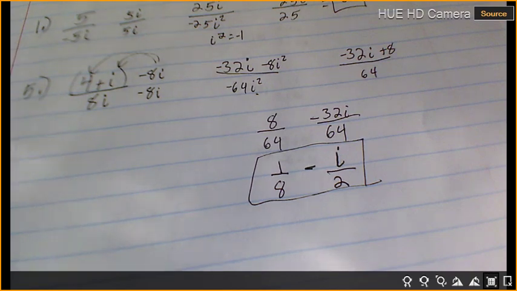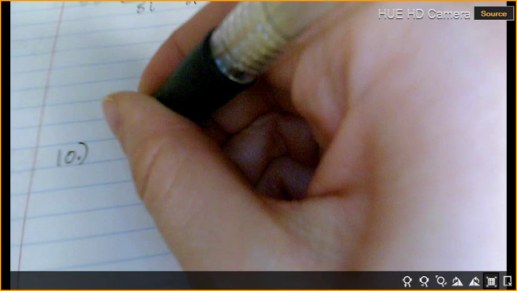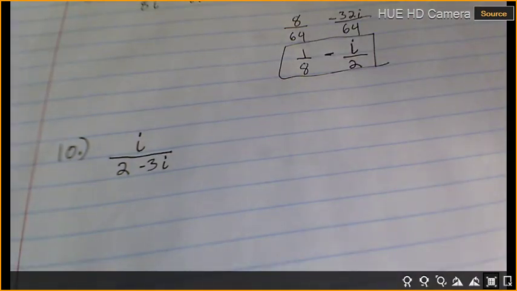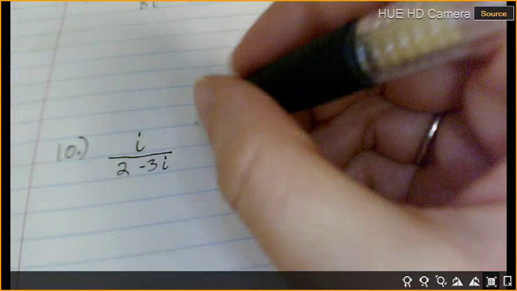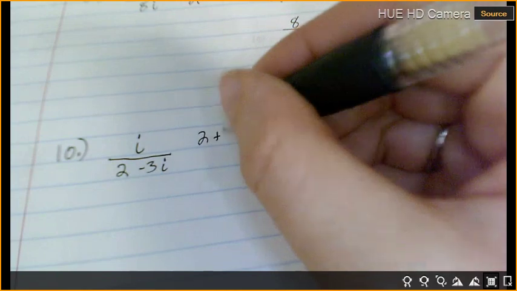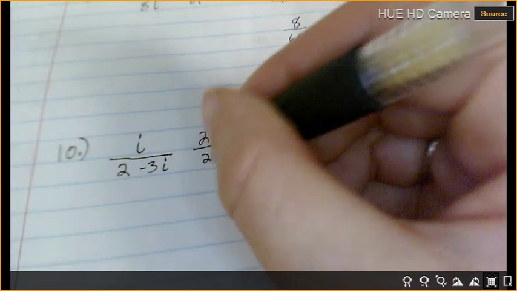Okay, so looking over your work, what's another problem you want me to do? Do you want me to do one like 10? Let's do number 10. So 10 has only one term on the top, i, but on the bottom it has 2 minus 3i. So what is the conjugate? It's where you switch the sign in the middle. So it should be 2 plus 3i and 2 plus 3i.